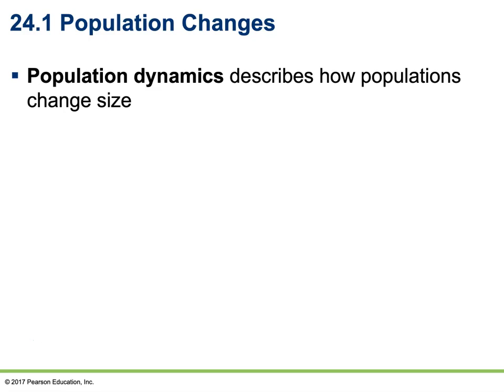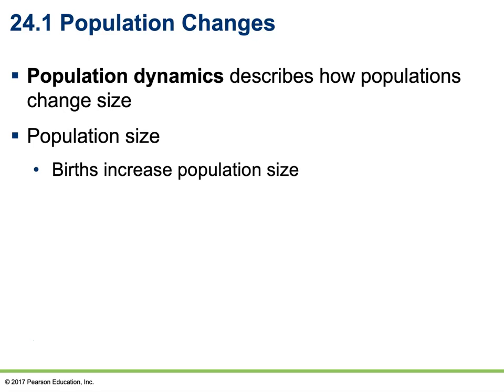Starting with population changes. Population dynamics describes how populations change in size. Population size is going to be controlled by two factors. Birth rate is going to increase the population size. Birth rate is the number of births per specified number of individuals in the population during a specific time. So for example, something like 18 births per 1,000 individuals per year.